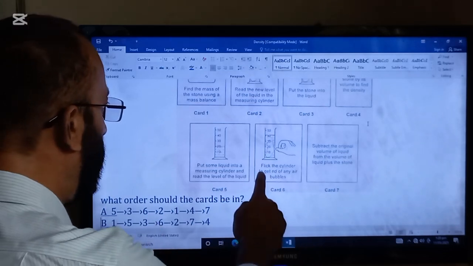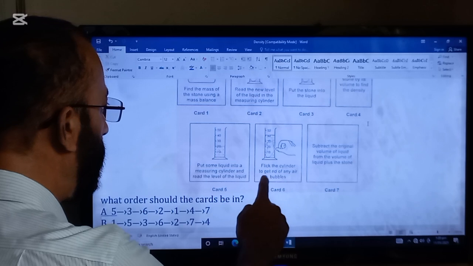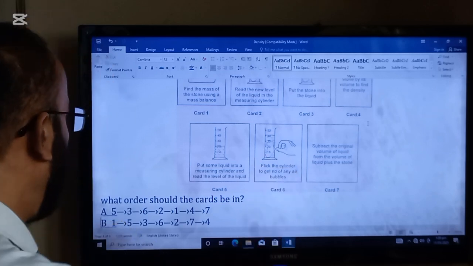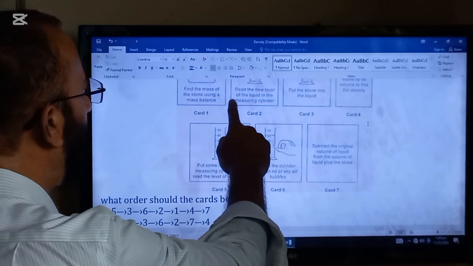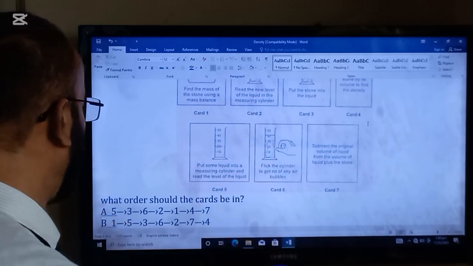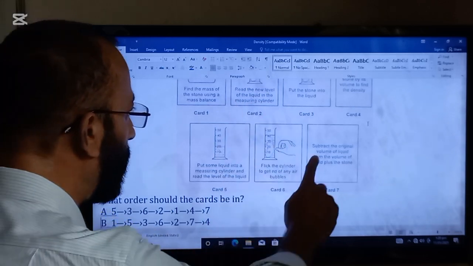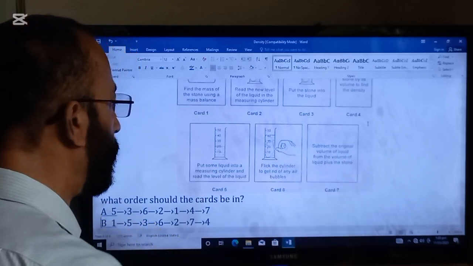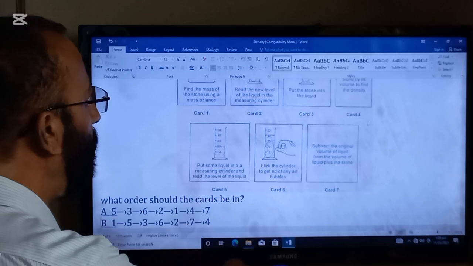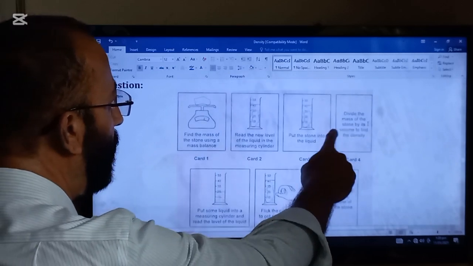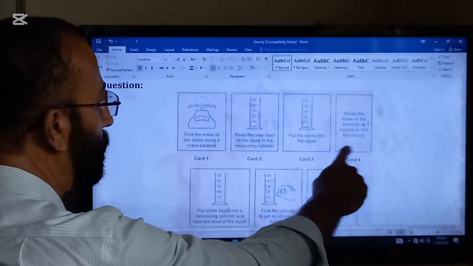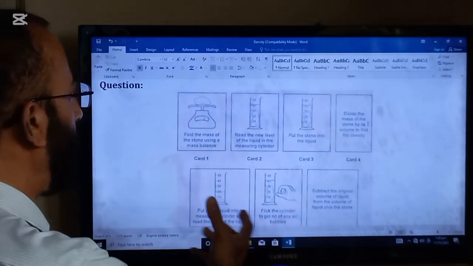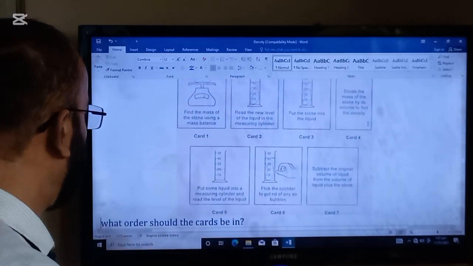Then 3: put the stone into the liquid. Then 6: flick the cylinder to get rid of any air bubbles. Then 2: read the new level of the liquid in the measuring cylinder. Then 7: subtract the original volume of the liquid from the volume of the liquid plus the stone. And finally 4: divide the mass of the stone by its volume to find the density. So this is the total procedure of finding the density of a stone.